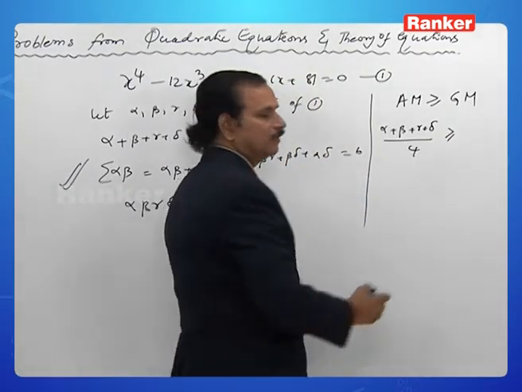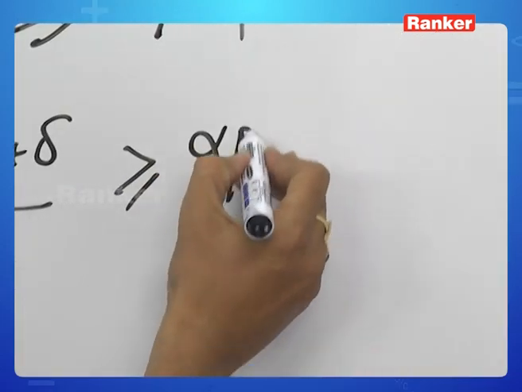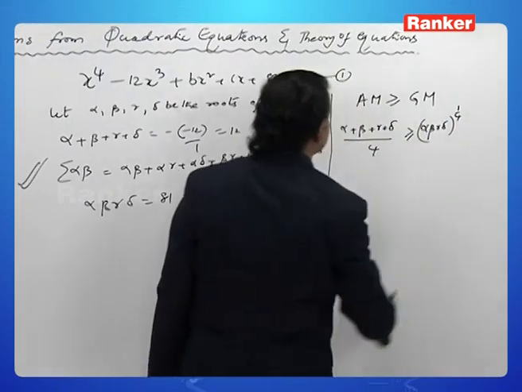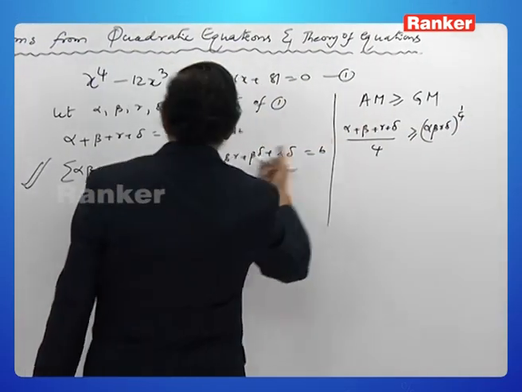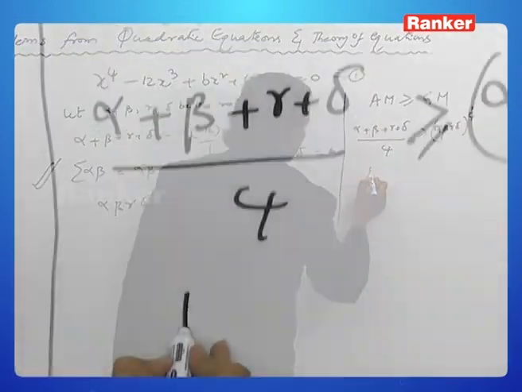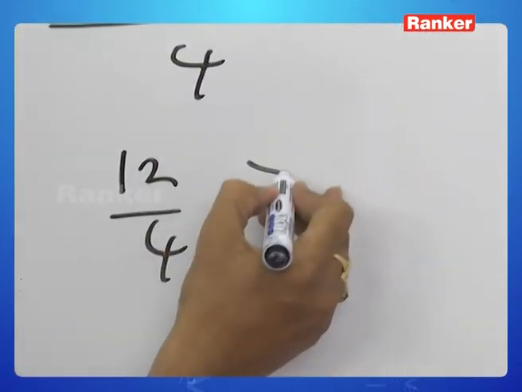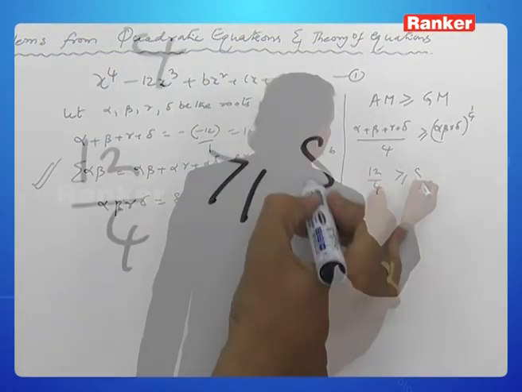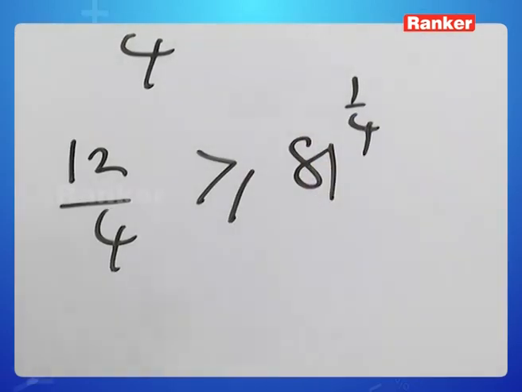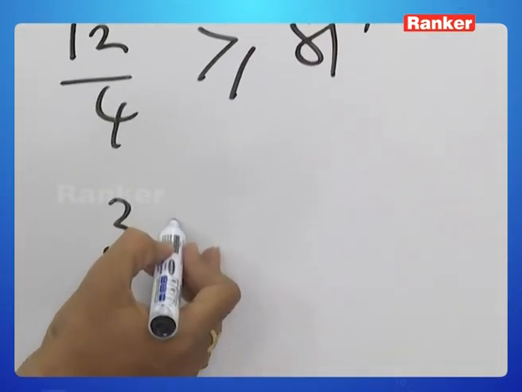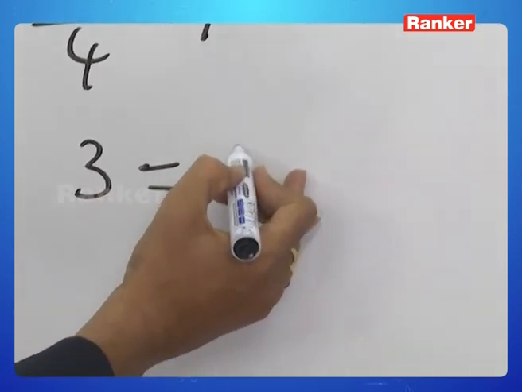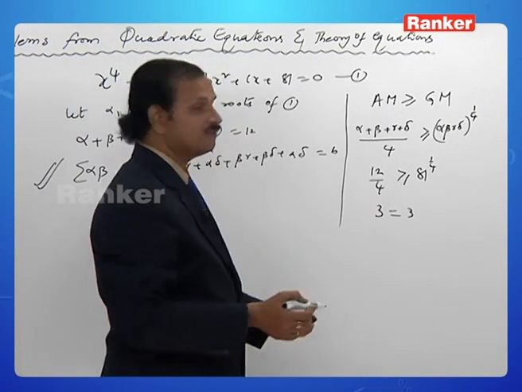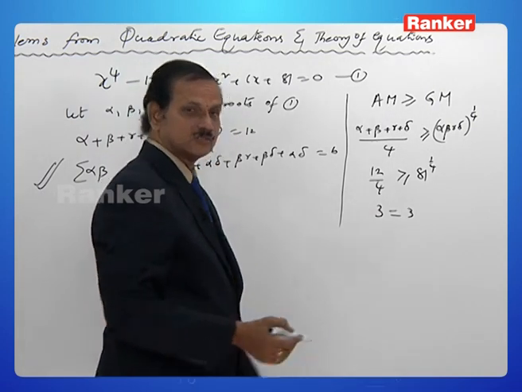What is GM? (Alpha, beta, gamma, delta) whole power 1 by 4. What is alpha plus beta plus gamma plus delta? 12 by 4. Greater than or equal to what is alpha, beta, gamma, delta? 81, power 1 by 4. Astonishing. Here, equality holds. 12 by 4 is 3. 81 power 1 by 4 is also 3.